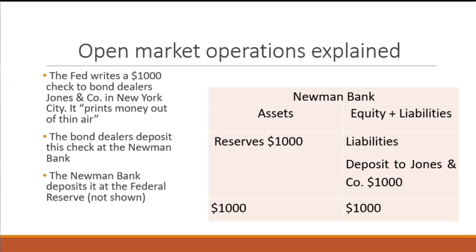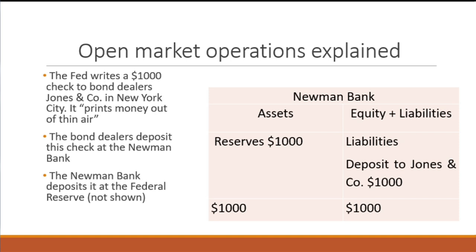All right. Now the bond dealers have the check that the Fed has given them, and they're going to deposit it at what they consider the most trustworthy bank, which is obviously the Newman Bank. We all know that. The Newman Bank is going to have these reserves, and it's going to deposit them at the Fed. That's not shown. But what we see here is that the Newman Bank has reserves of $1,000, and it has a deposit to Jones & Co. for $1,000.